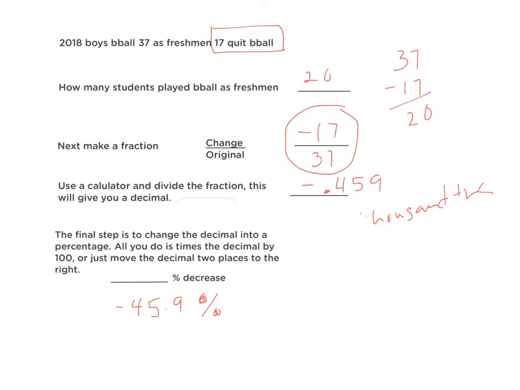All right, so what does that mean? That means that as a team, they lost 45.9% of their team between 8th grade and freshman year. So our percent of decrease was 45.9.